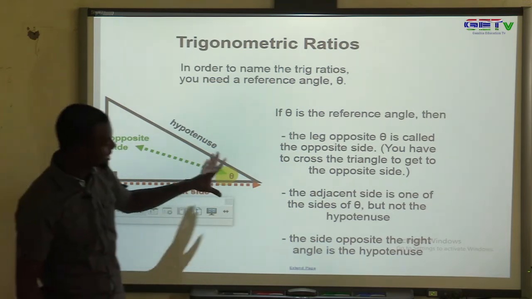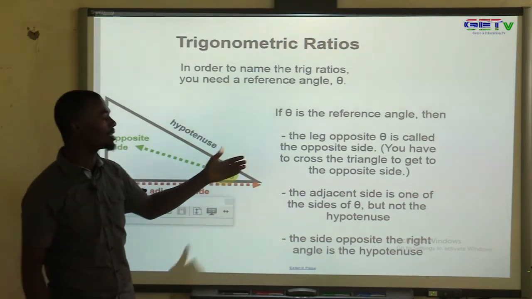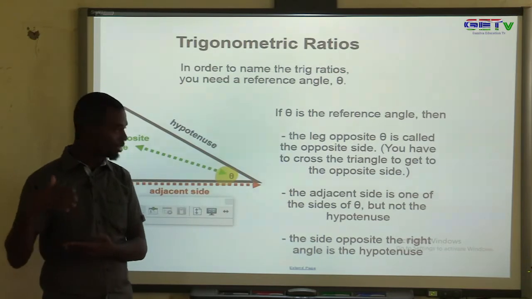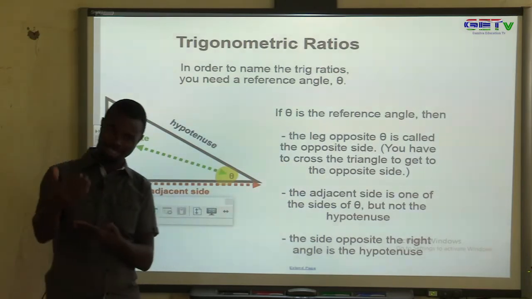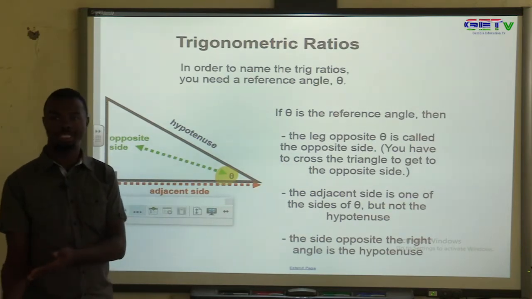Now that is what is explained. With the angle as reference, the leg opposite the theta is called the opposite. That is just the side opposite the theta. The other side becomes the adjacent.